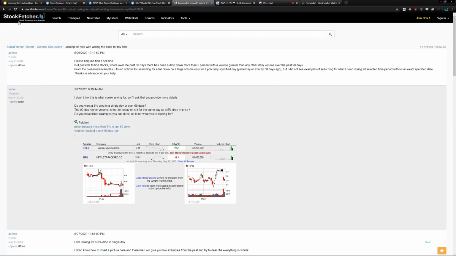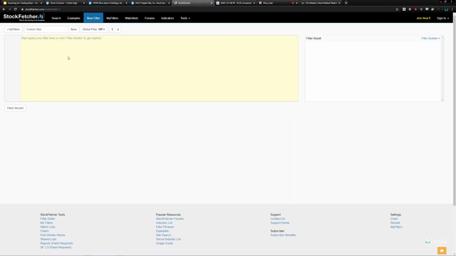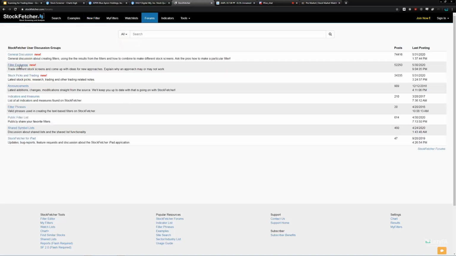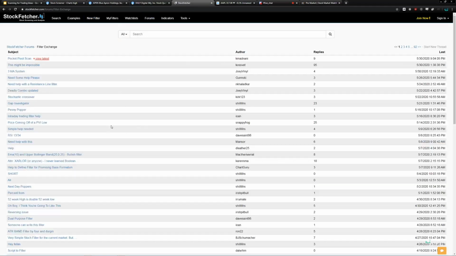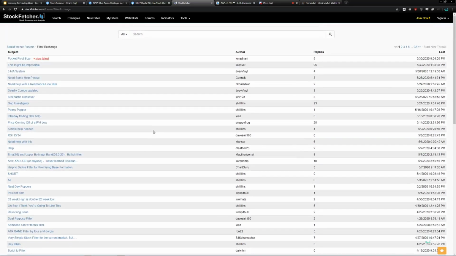And by the way, Stockfetcher is not free, but you can use it for free. They just limit how many results it can show you. I think you can use basically all of the features, it'll only be limited to like 5 results. So you can go here and experiment with it for free, post on the forums, and look at some of the filter exchanges. There are some pretty crazy scans that people have written that return really amazing charts.